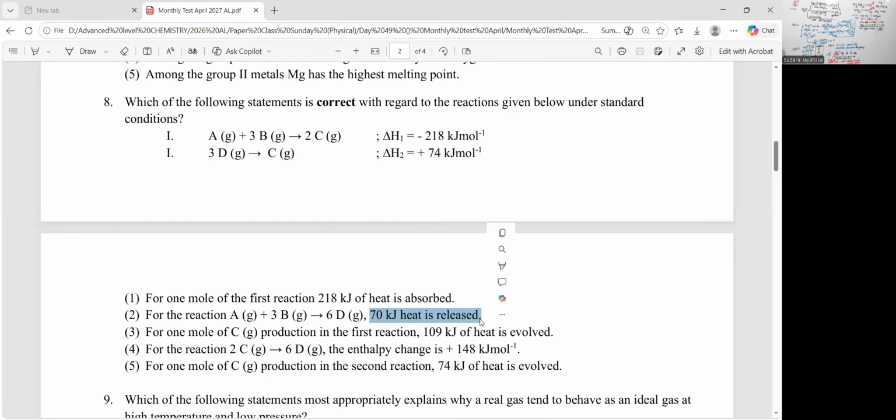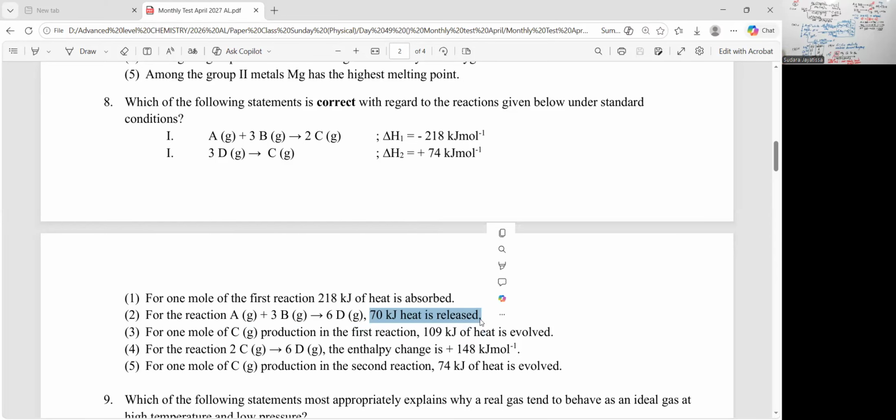Now let's see why the fifth one is wrong. For 1 mole of C produced in the second reaction, you can see it's already 1. 74 heat is released, they say. It is plus 74, so that one is endothermic. It absorbs heat. Understood? So the fifth statement is also wrong.